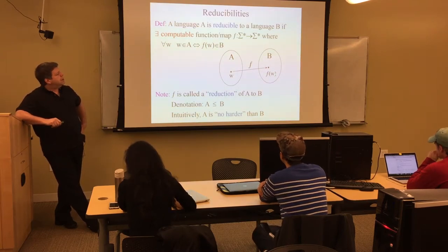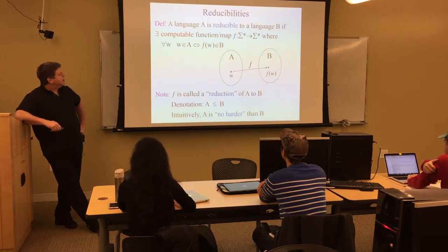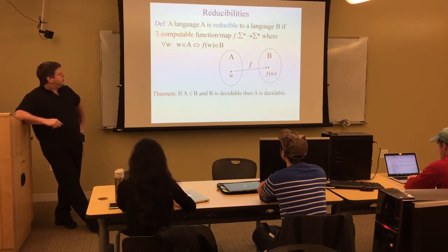So if you can compute membership in B, you can compute membership in A. In other words, B is not any easier to compute than A. That's what one of the consequences is right away. So if A is reducible to B and B is decidable, it implies that A is decidable also. And we just proved that.